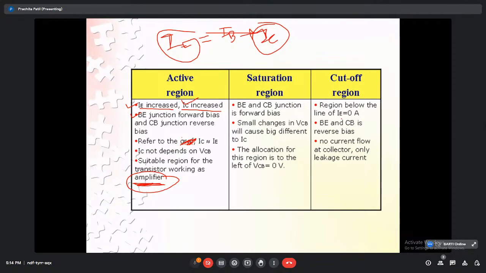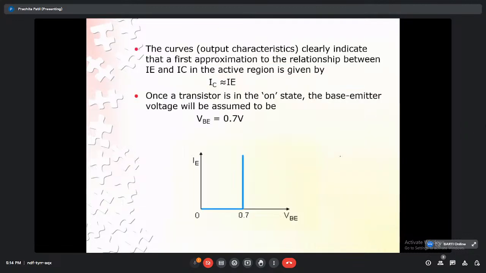Then again, in the cutoff region, below the line of IE equal to 0 ampere, as we know, BE and CB are reverse biased. No current flows at the collector, only leakage current would be there. And that is why we get this kind of region here.